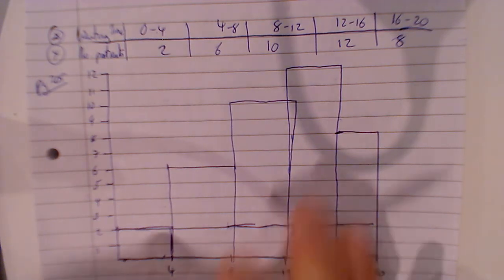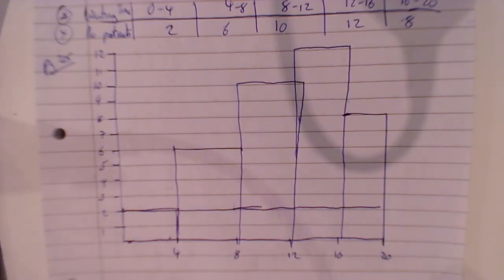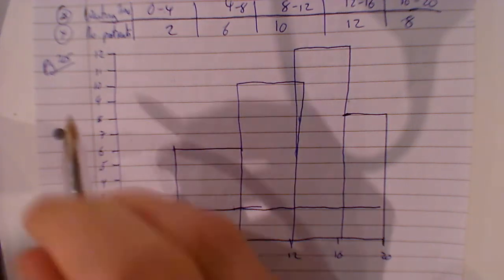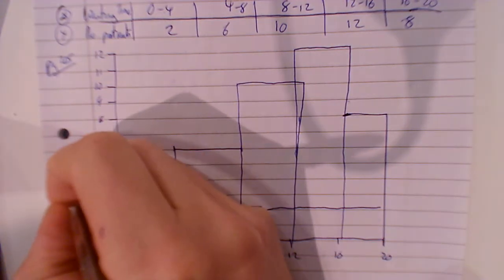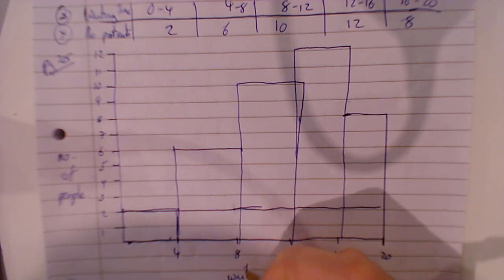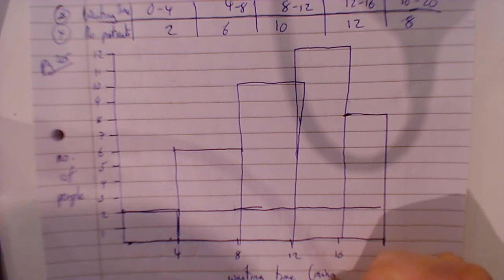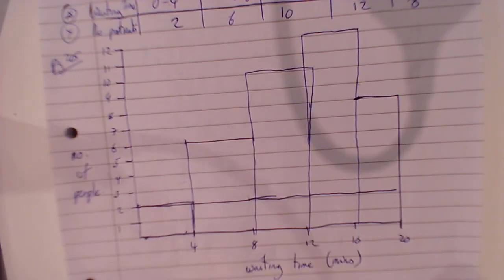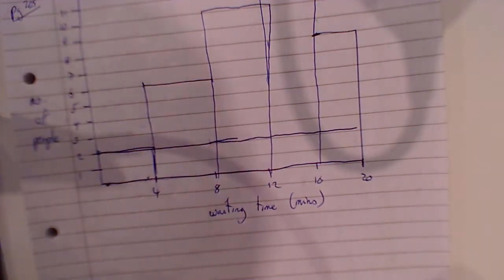So it has to be neat, has to be tidy. I'm showing you how to do it. I'm not showing you how to draw a straight line. I'm not insulting your intelligence by that. Now, label your axis. This is number of people. This is the y-axis. And this is waiting time. You put in mins. We need to know what we're measuring it in. Okay, so that's the histogram. Basic enough, you should be able to get that.